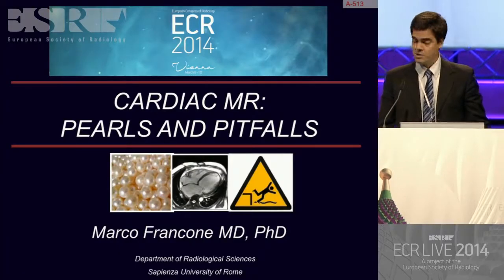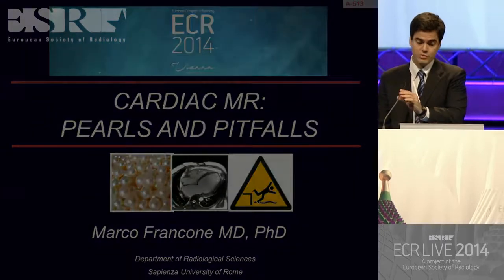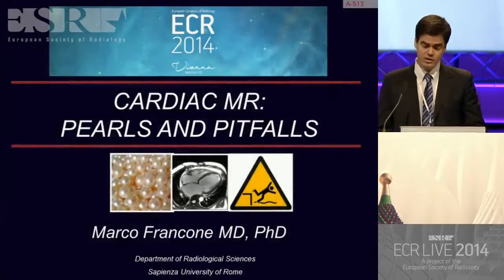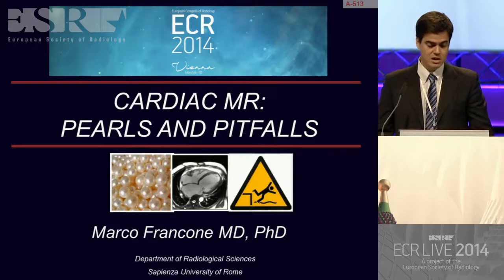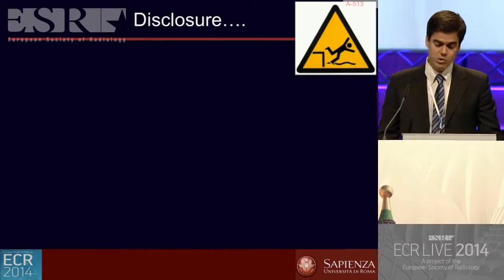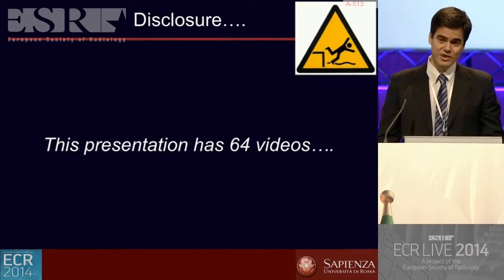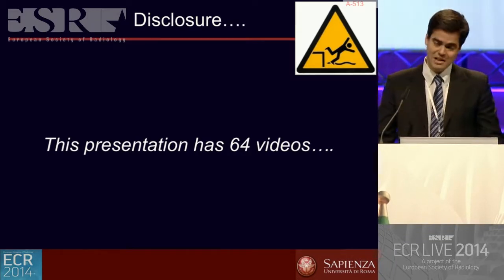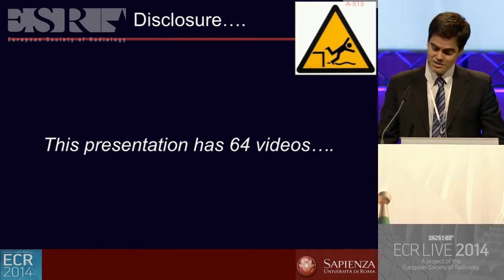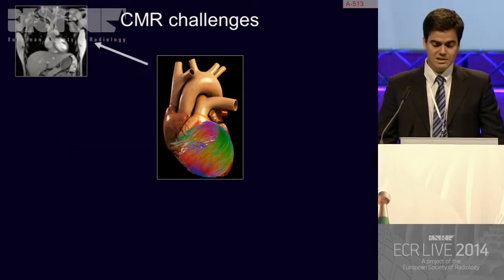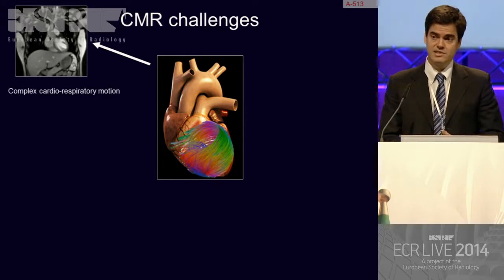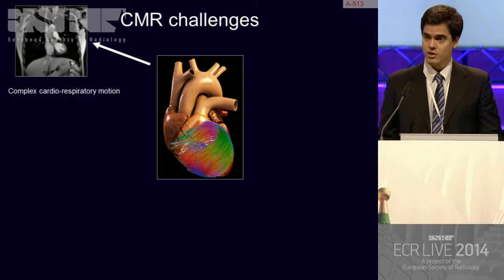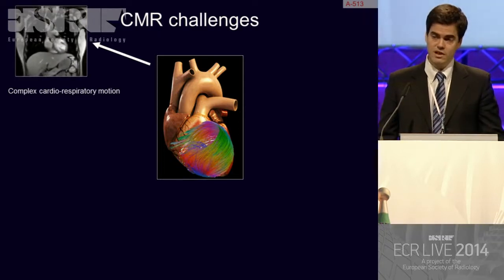So now it's MR's turn, and of course we are talking about a complex technique with partial overlapping, mostly related to the anatomical pitfalls we already heard about. My initial disclosure is that this presentation has 64 videos, so this is already a pitfall we will hopefully manage to skip, but we worked with the staff, and so probably this won't be a problem. But the truth is that cardiac MR faces several important challenges that radiologists or cardiac imagers in general need to be aware of in order to avoid falling into pitfalls.